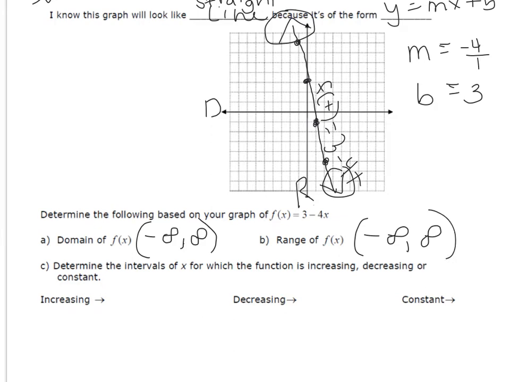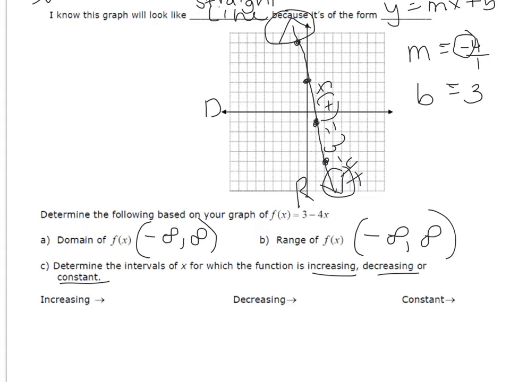Now I'm going to determine the intervals of x for which the function is either increasing, decreasing, or constant. Keep in mind that when I ask you for an interval over which a graph is behaving a certain way, I'm talking about the interval of the domain. Well, if you look at this line, isn't it always going to go downhill? It has a negative slope. And that -4 slope is going to remain constant.